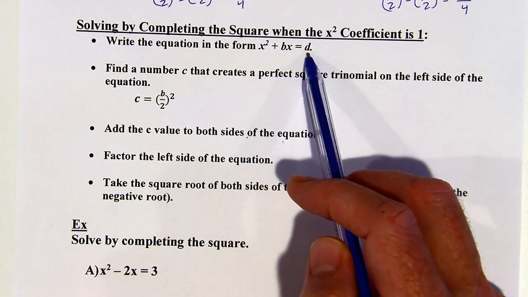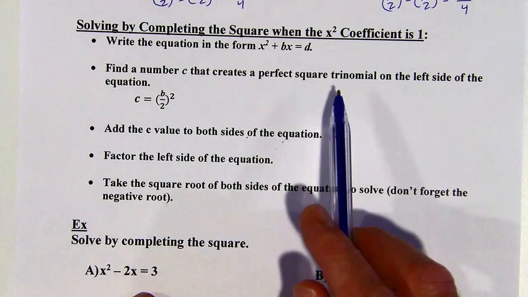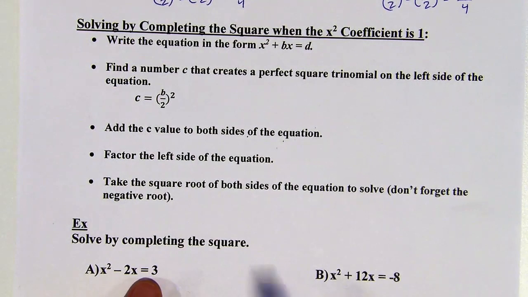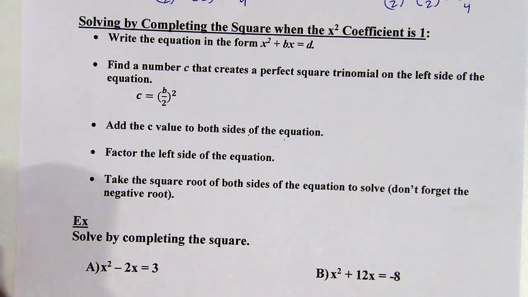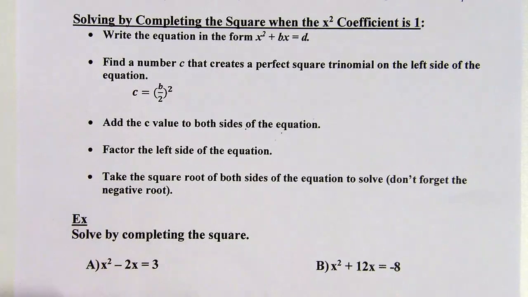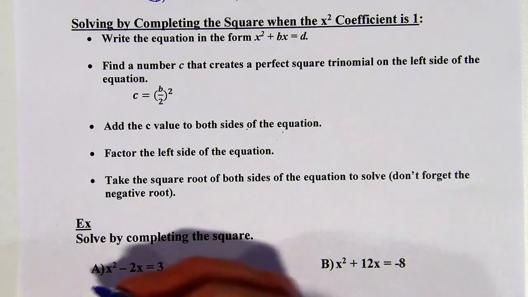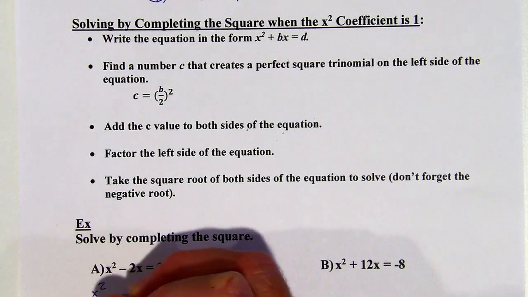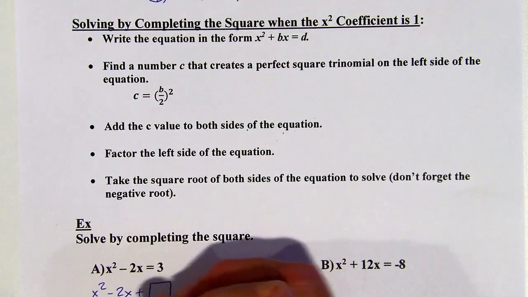So the d here is just going to be the constant. So you see how the 3 is on the right side and the -8. I want it in this format where the x squared term and the x term are on the left. So that first step is already done on these two examples. Okay.